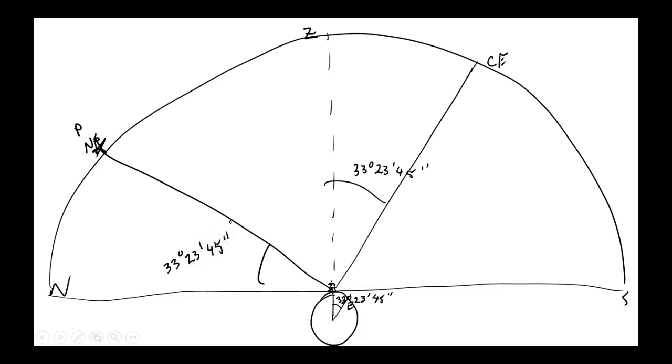Remember, that angle above the northern horizon is exactly what your latitude is. Here's our latitude, that's this. These are all the same angles. Remember we did that? Where's alpha? What is alpha?